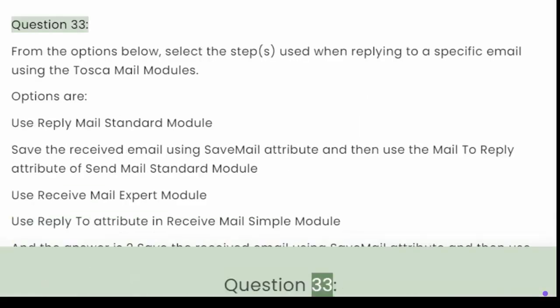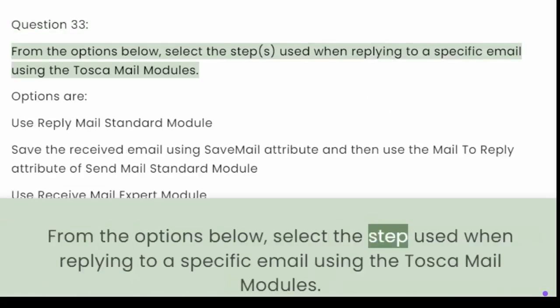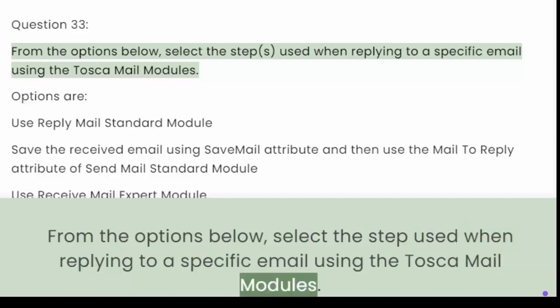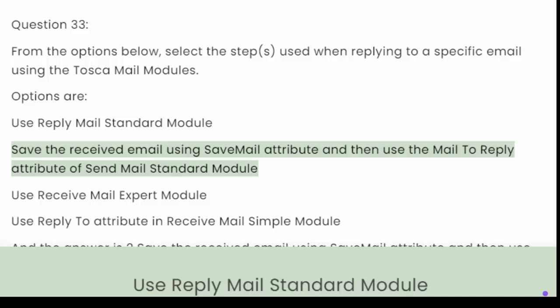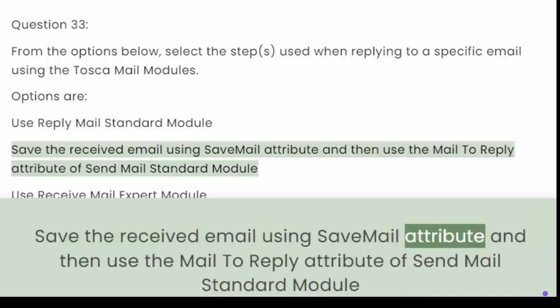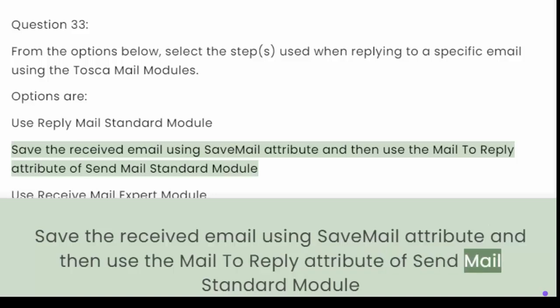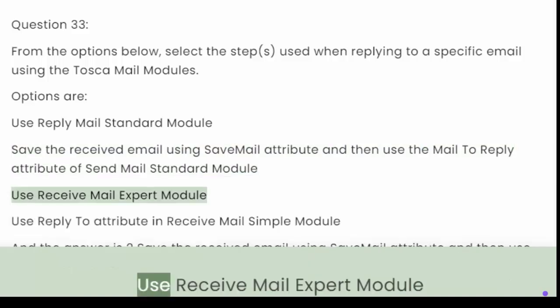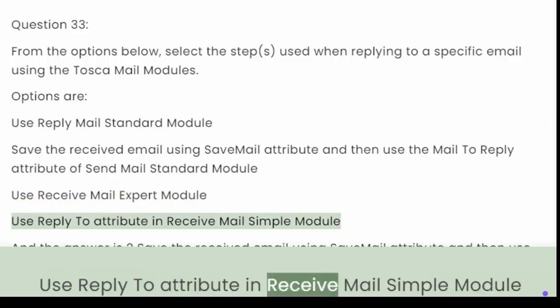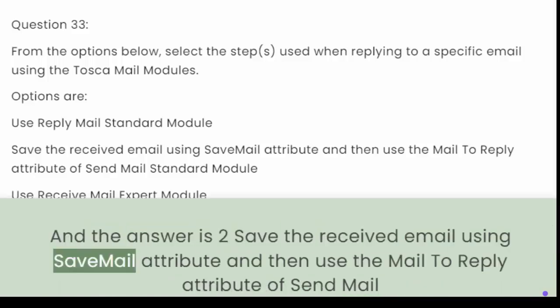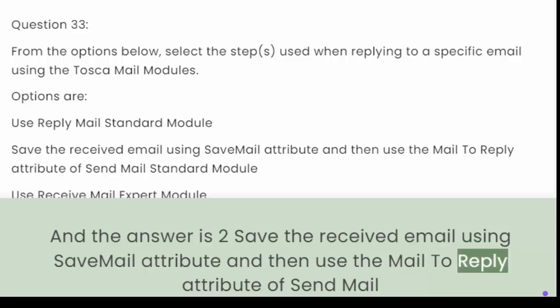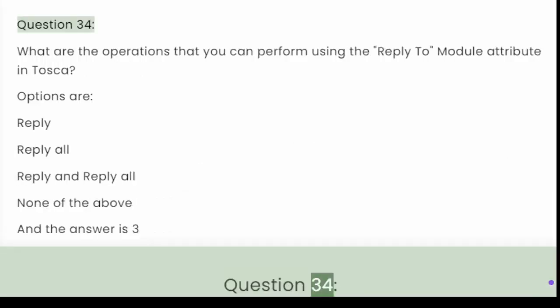Question 33. From the options below, select the step used when replying to a specific email using the Tosca mail modules. Options are: use Reply Mail standard module, save the received email using Save Mail attribute and then use the Mail to Reply attribute of Send Mail standard module, use Receive Mail expert module, use Reply To attribute in Receive simple module. And the answer is 2, save the received email using Save Mail attribute and then use the Mail to Reply attribute.